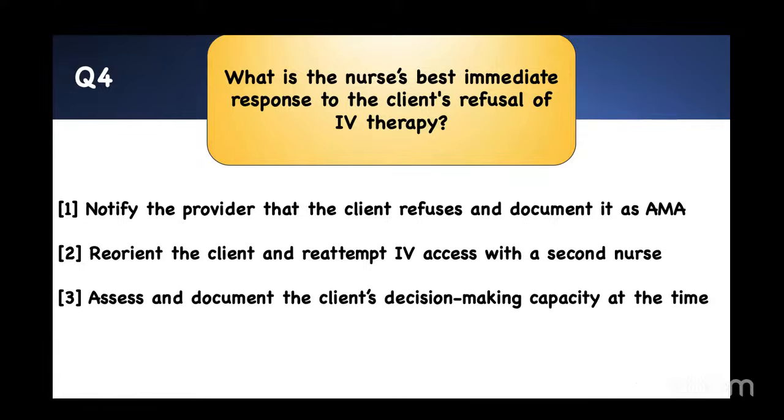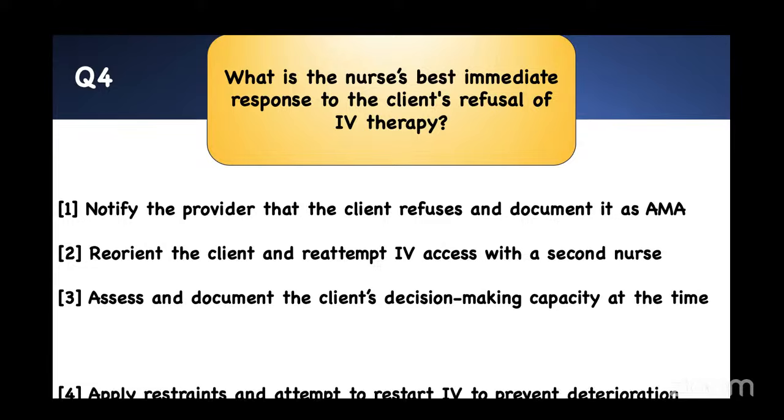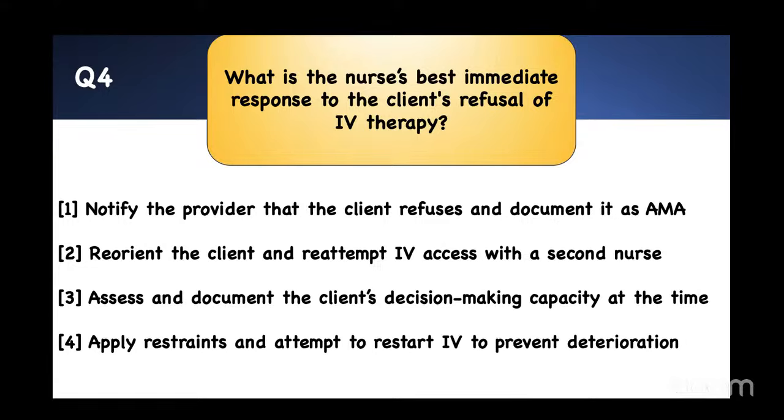I'm trying to trick you, okay? Because that's what the NCLEX will do to you. When it comes to ethical questions, all the answers are right, but focus on the buzzword: the client refusal of IV therapy. Assess and document the client's decision-making capacity at this time. I give you a clue in the previous answer. Apply restraint and attempt to start IV to prevent deterioration.